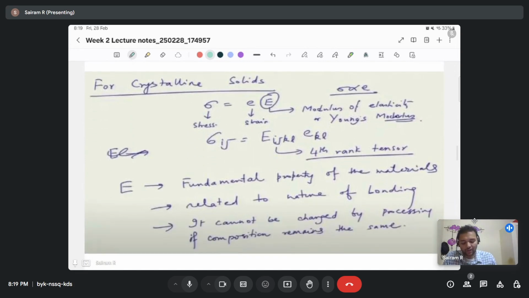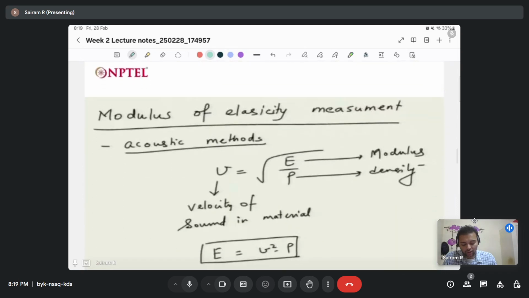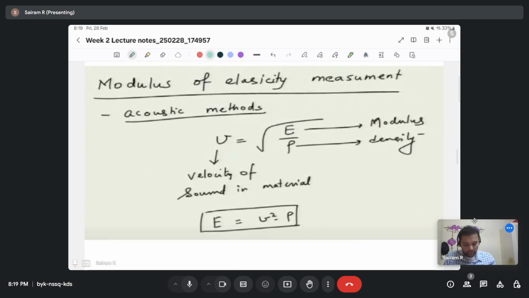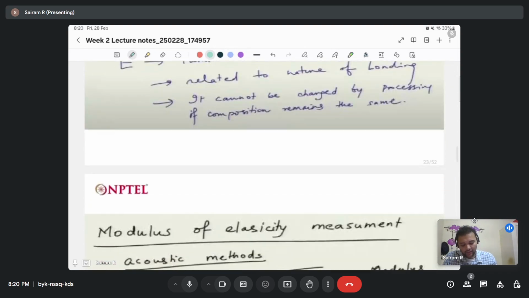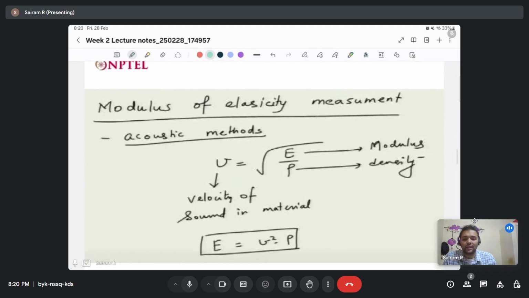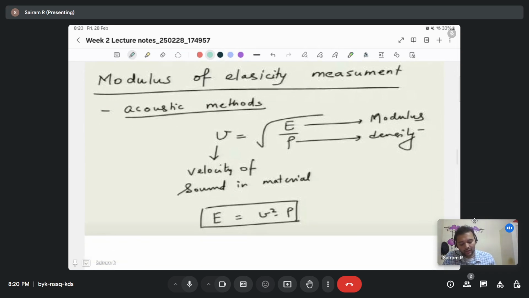We saw the generalized form of Hooke's law. We also saw what are the other methods of measuring modulus of elasticity, acoustic measures. We saw that using the velocity of sound in a material, we can find the modulus of elasticity. What this tells us again is that the modulus of elasticity is dependent on the bonding between atoms.